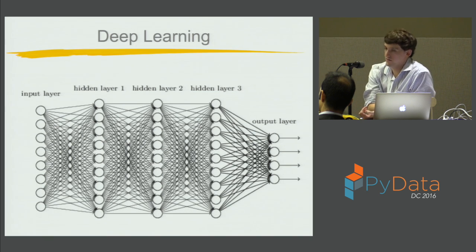You've got your input layer on the far left. You've got multiple hidden layers which are learning features on their own. And then you've got your output layer, which is predicting, in this case, maybe going left, going right, going forward, or going backwards.